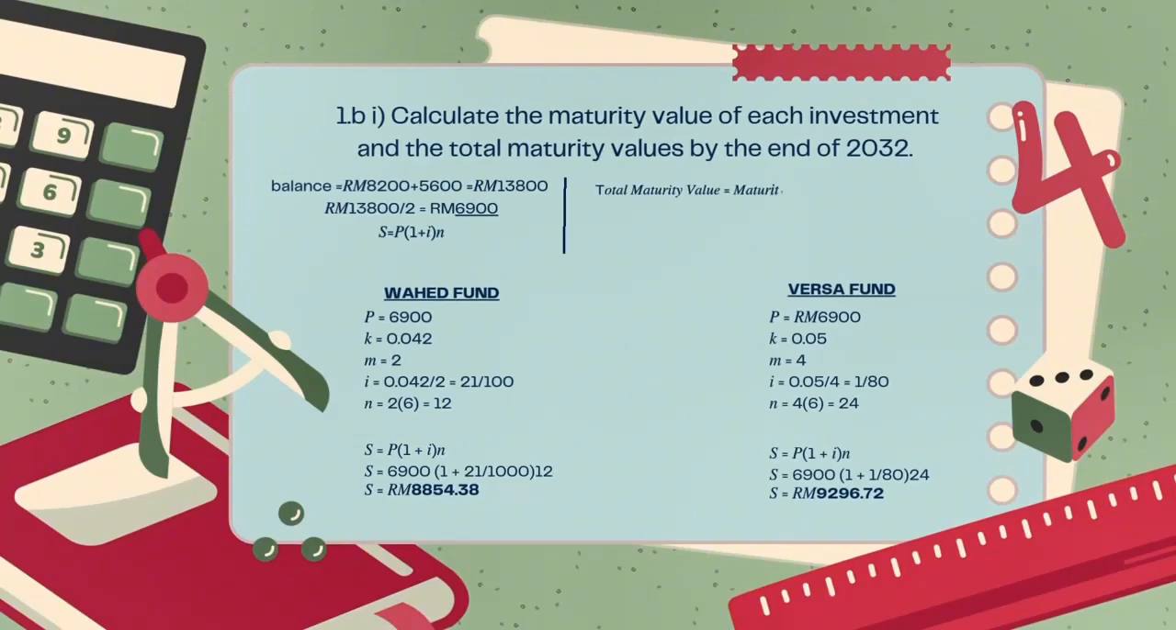Next is to find the total maturity value by the end of 2032. The equation used is total maturity value equals maturity value of Wahid Fund plus maturity value of Versa Fund. Total maturity value equals 8,854 ringgit 38 cents plus 9,296 ringgit 72 cents, which is equal to 18,151 ringgit 10 cents.